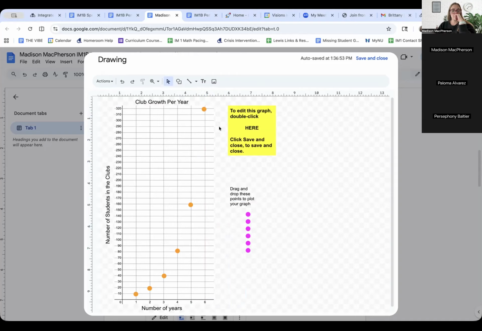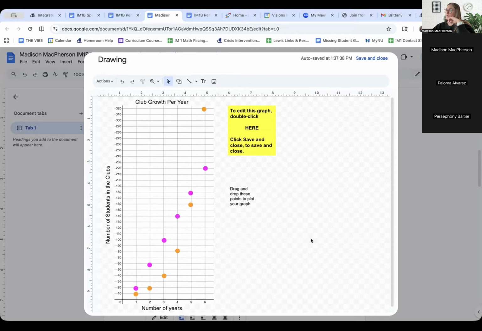All right, now we're going to do the same thing for the Science Club. Science Club started with 20 kids. And then we increased by 40 each time. So we started at 20, increased by 40, that put us at 60. Increased by 40, that put us at 100. Increased by 40, that put us at 140. 180 the next year. And then 220 the next year. Okay, so now you should have all your points plotted.